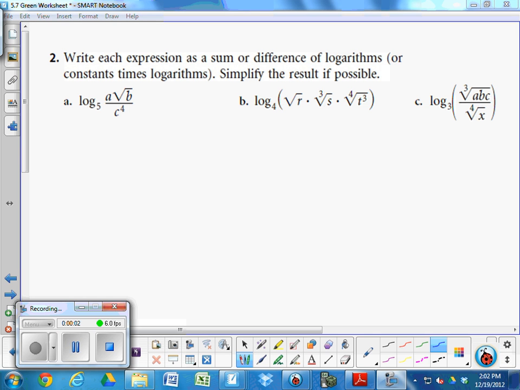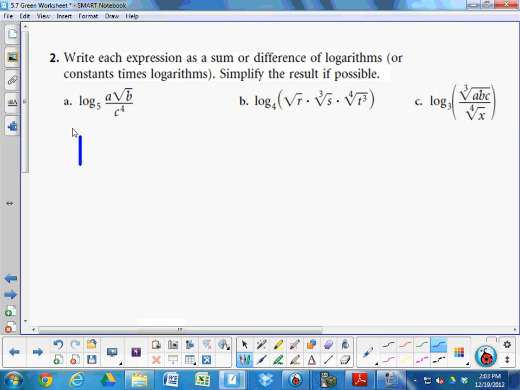Number 2A on the green worksheet for section 5.7. They kind of make it a little annoying in all three of these, is that they make them all log base 5, base 4, base 3. So you have to keep writing that little base every time. If it was all base 10, you wouldn't have to worry about writing the little number. So be careful. If they give you base 5, make sure if you write out multiple logs, they both have base 5 on them. Okay? Just a word of advice there.